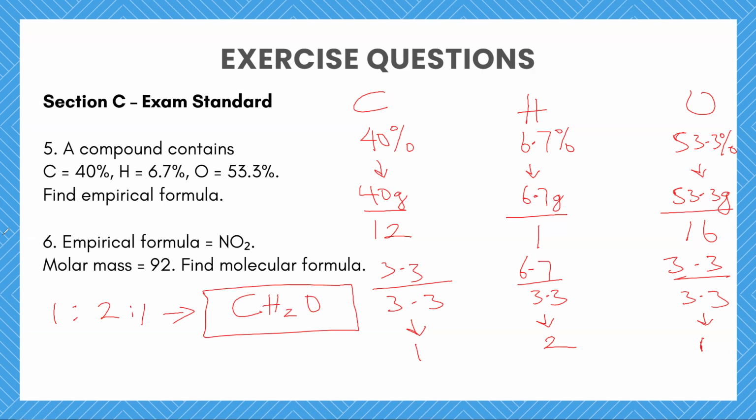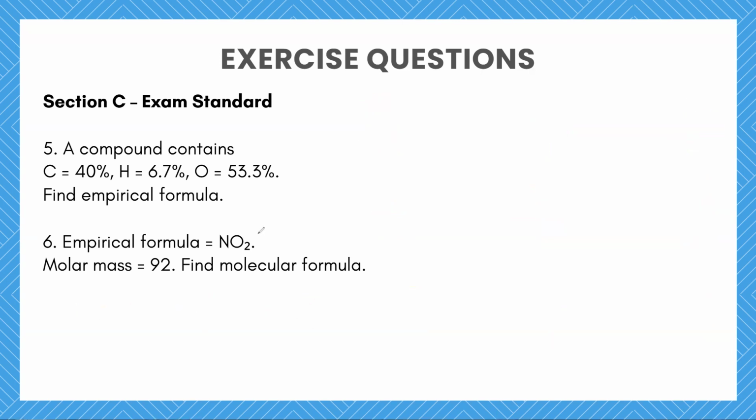And then finally, we have this question that says the empirical formula of a compound is NO2. The molar mass is 92. Find the molecular formula. So the first step would be to write the empirical formula, which is NO2. The second step would be to calculate the mass of the empirical formula.